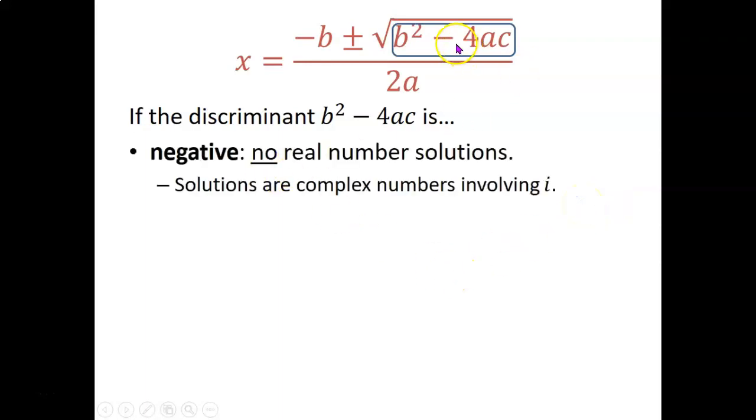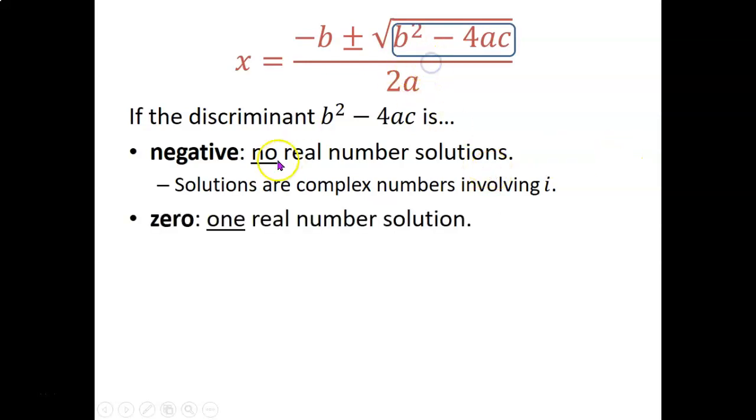If that comes out negative, then you're looking at the square root of a negative number involved in your solutions. So that means that you have no real number solutions to your equation. The solutions are complex numbers involving i if you want to go there.